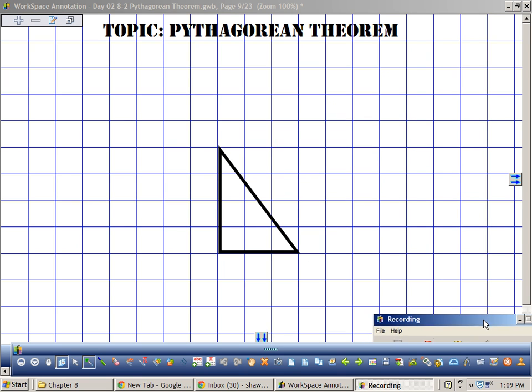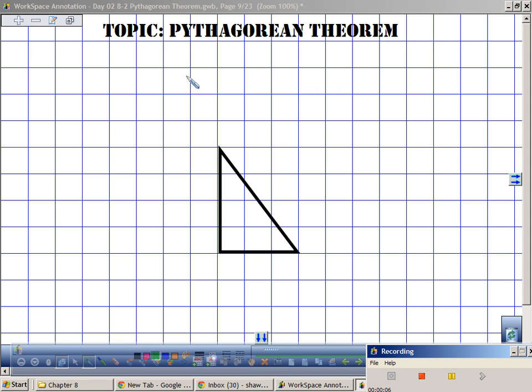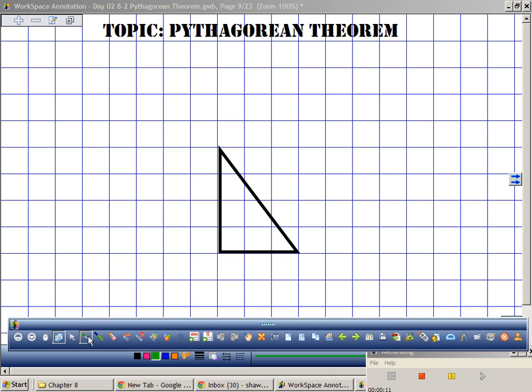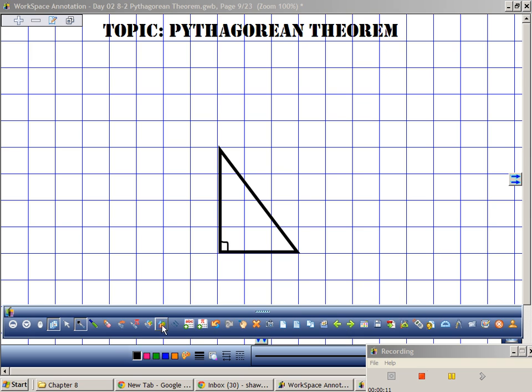Okay, so let's get started, guys. Let's talk about the Pythagorean Theorem. If I have a right triangle, and I know that this triangle is a right triangle because it has that little 90-degree mark right there, then I can say some things about this triangle. First of all, let's label the sides.